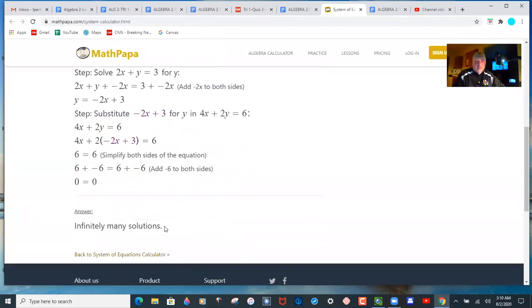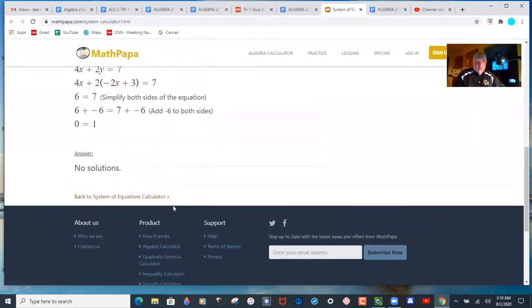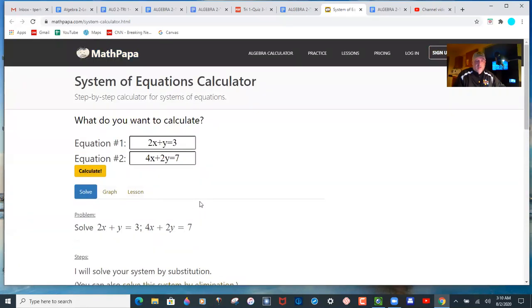So infinitely many solutions you see there. And then let's just change that to 7. And you calculate and then solve. And no solutions. So this is really good. I'm not even sure if you have to have this stacked in the form that you need to for the calculator, but it's really good. So Math Papa is the name of that. Kind of a funny name there.